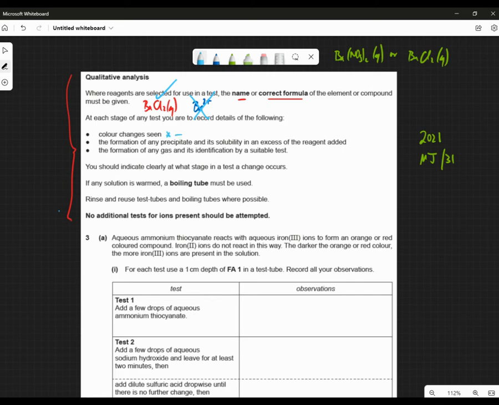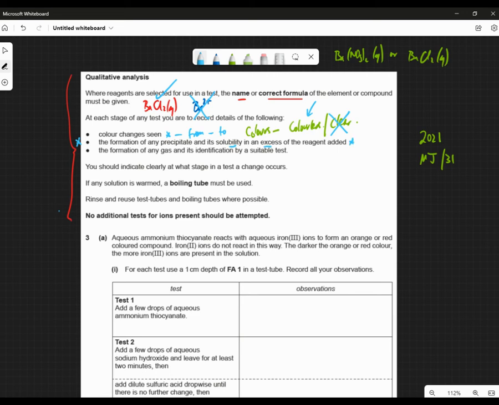Color changes. Now, from whatever the color was to, for example, from brown to colorless. When we're doing colors, we've got to use the colors themselves. Now, a solution is colorless. It is never clear because all solutions are clear. Lots of you are still doing this. You can't use the word clear. I think you mean to say colorless, but you don't use clear, something we've drummed into you since Form 4.